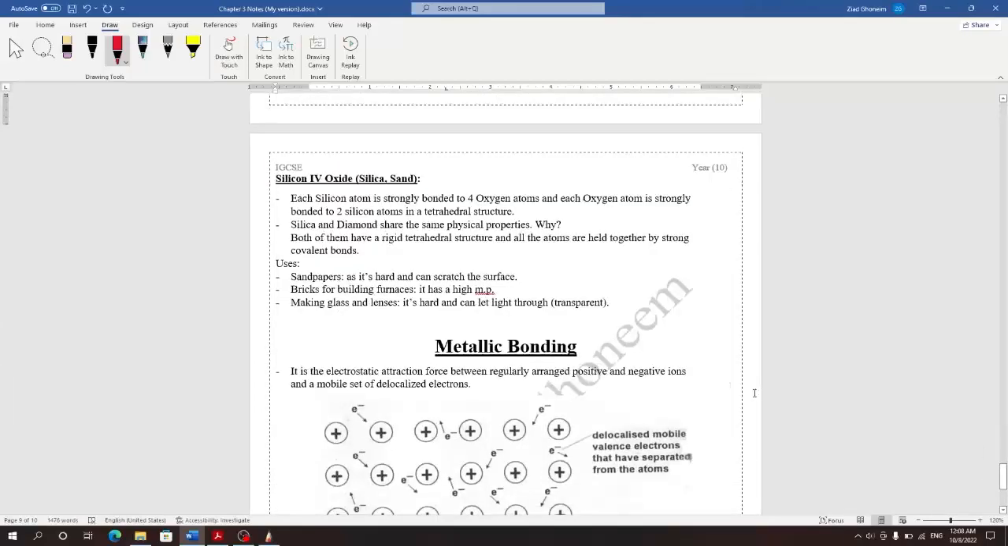Now, our last example in macromolecules is silicon dioxide. All right, silicon dioxide, or silica, or sand. In this compound, each silicon atom is strongly bonded to 4 oxygen atoms, and each oxygen atom is strongly bonded to 2 silicon atoms in a tetrahedral structure. Have we ever heard of that word before, tetrahedral structure?